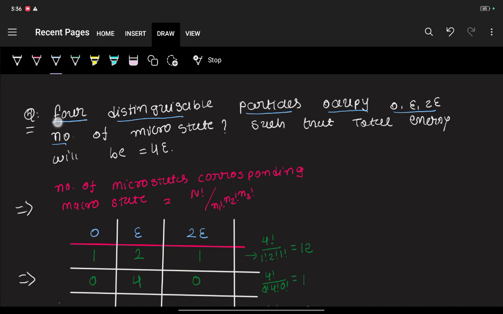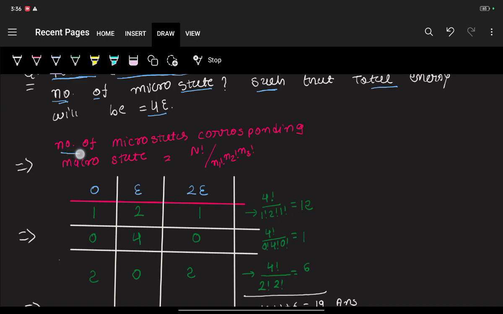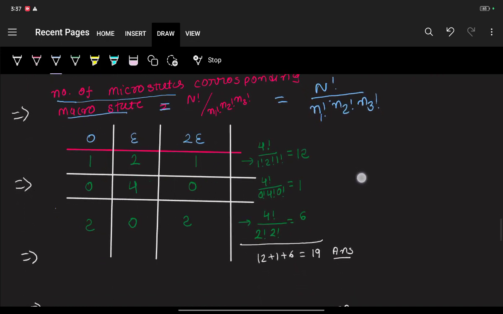The first question is: four distinguishable particles occupy 0, E, 2E energies. We need to find the number of microstates, such that the total energy will be 4E. We need to distribute these particles such that their total energy is 4E. Now we know that the number of microstates for a corresponding macrostate has the formula n factorial upon n1 factorial, n2 factorial and n3 factorial. By this we are going to distinguish this.